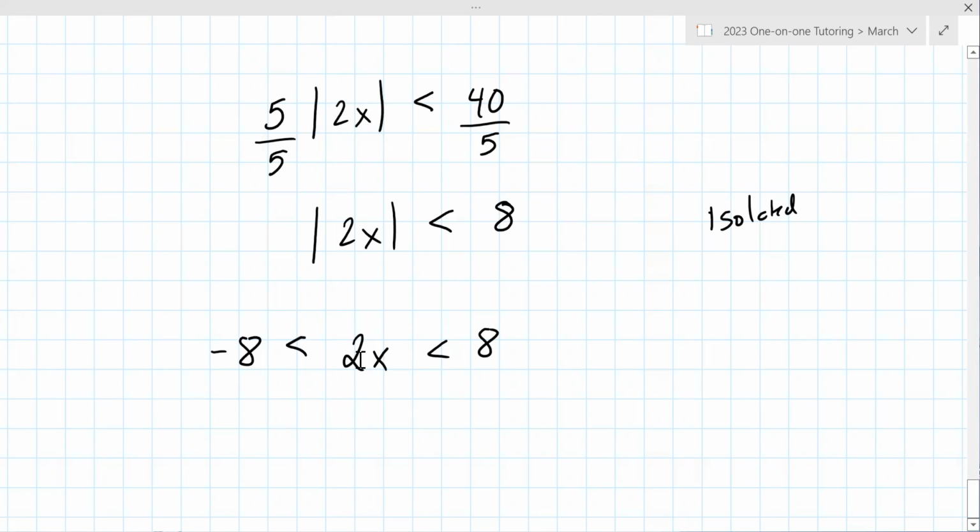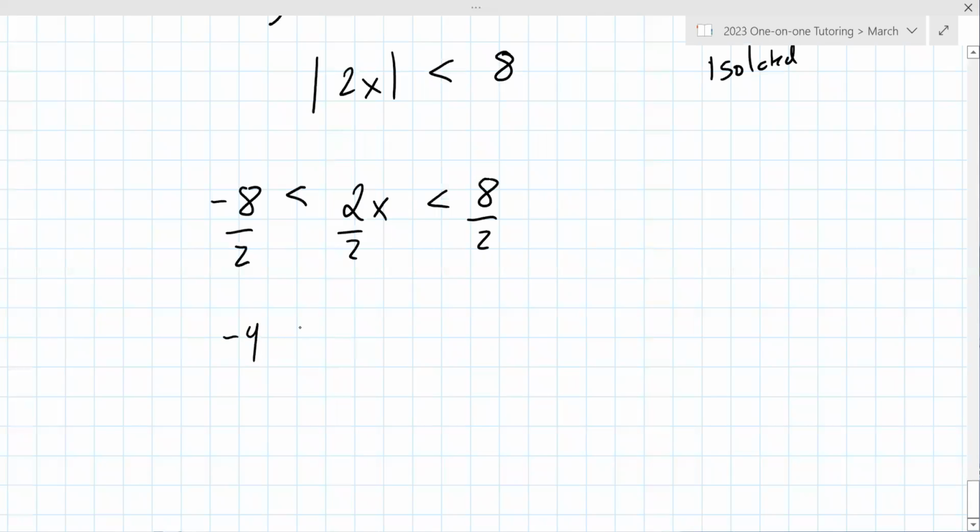Now you're almost there. You've got to get x by itself though. So how do you do that? How do you undo? Divide by 2x. Just divide by 2. Divide by 2, yeah. Okay, so -4 less than x less than 4.